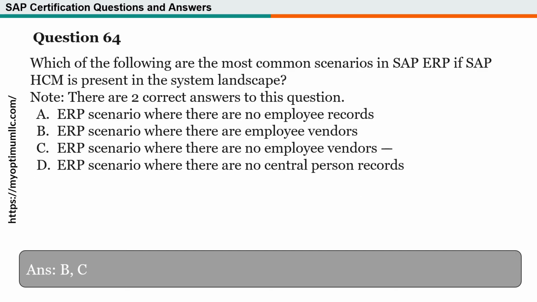Question 64. Which of the following are the most common scenarios in SAP ERP if SAP HCM is present in the system landscape? Note, there are two correct answers to this question. A. ERP scenario where there are no employee records. B. ERP scenario where there are employee vendors. C. ERP scenario where there are no employee vendors. D. ERP scenario where there are no central person records.